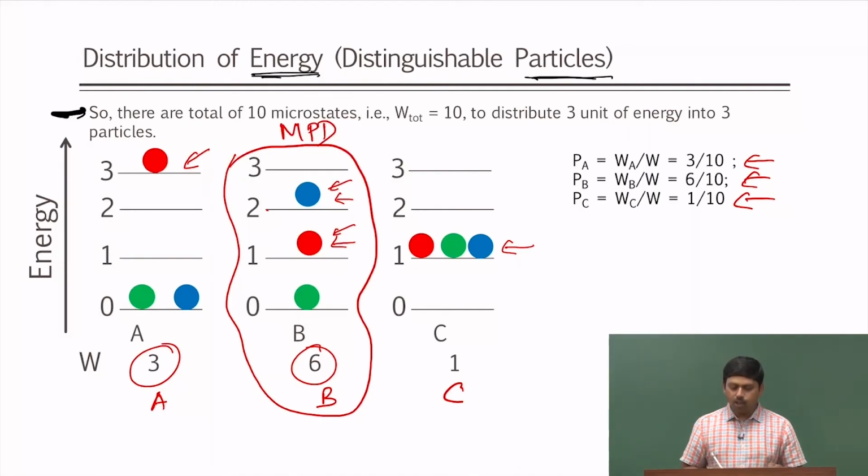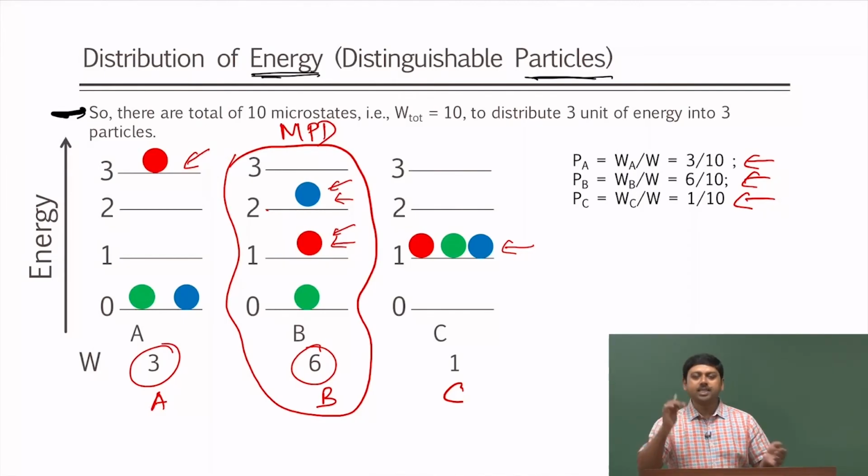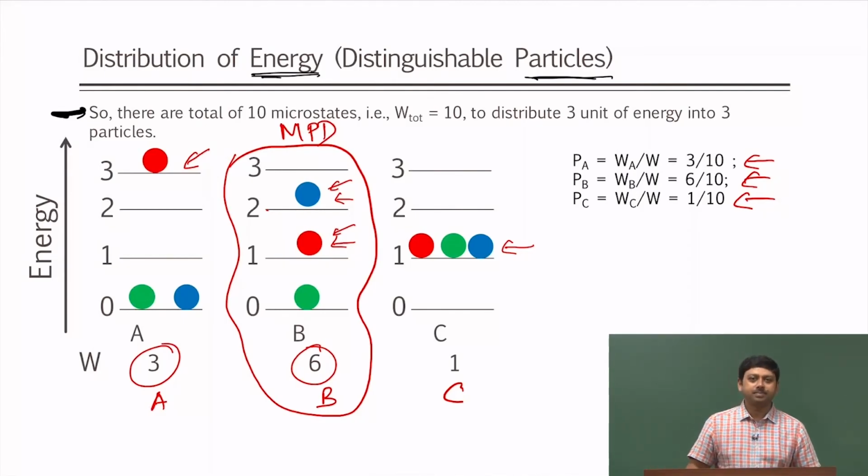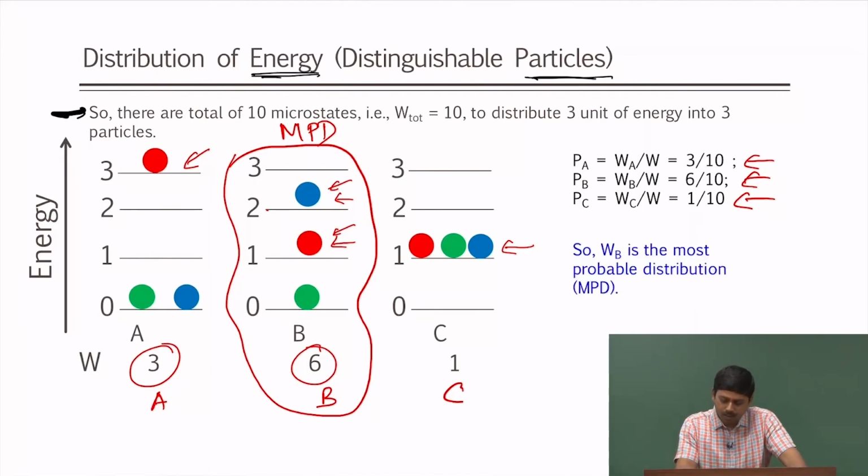You see, interestingly, notice one thing: the most probable distribution is the one where particles are all in different levels. We will see later on that particles would like to be in all different levels to increase their entropy, unless they are constrained by something else to be somewhere, then it will change. But if you have no constraint, then particles will like to be in all different levels, because that will increase the number of microstates and therefore the entropy of the system.